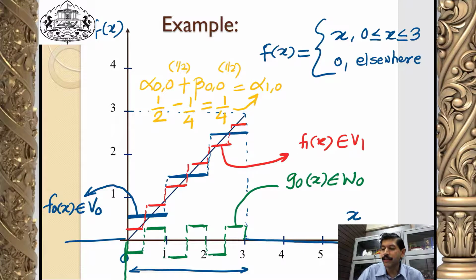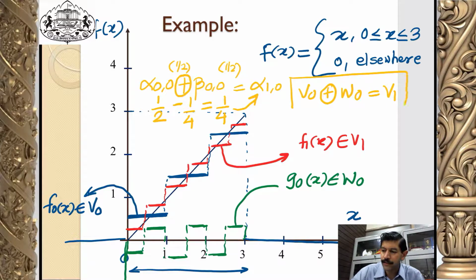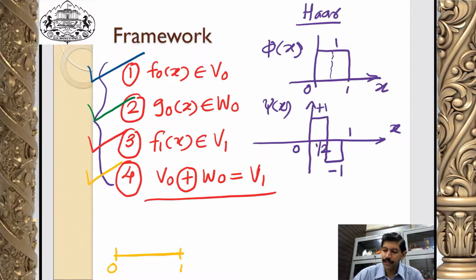And similarly, we can confirm this for every single window, and you will realize that this holds true, and this is orthogonal addition. And so in general, we can write when V0 is added orthogonally in W0, it results into V1. And this is a very important step. Have we realized what we have achieved? This is very, very important. So now we can say that the fourth objective is also achieved.